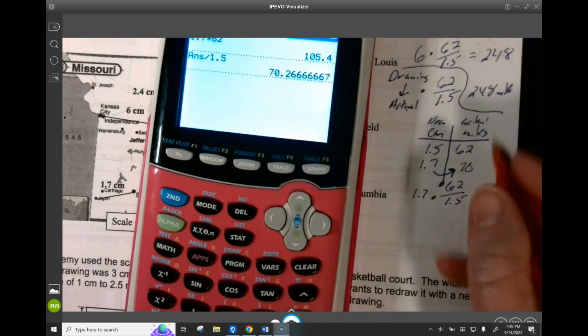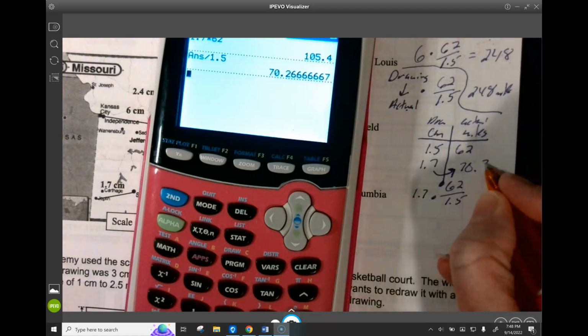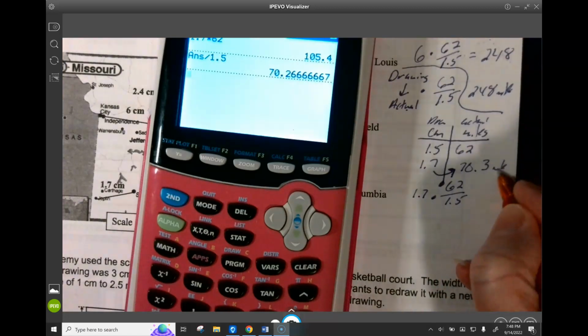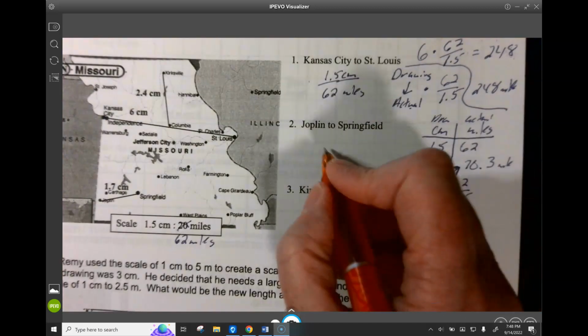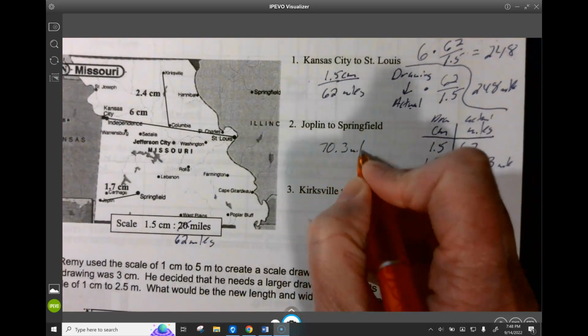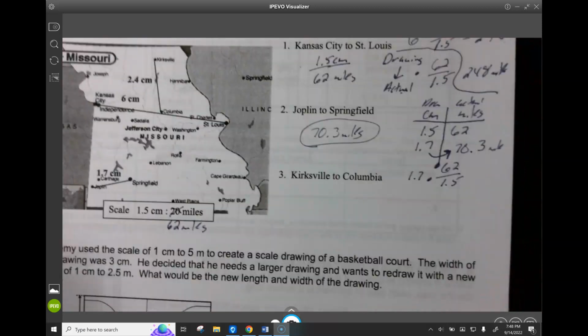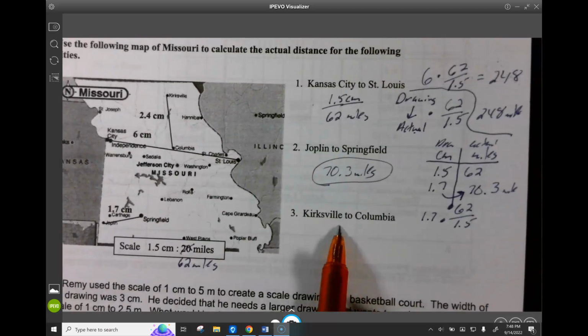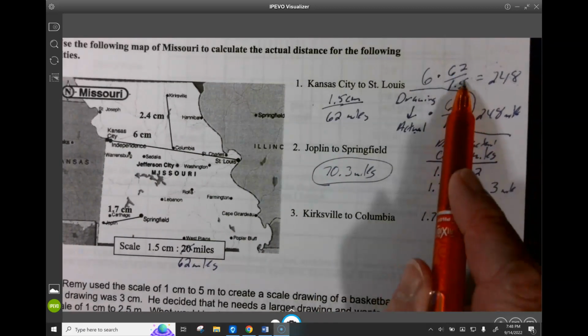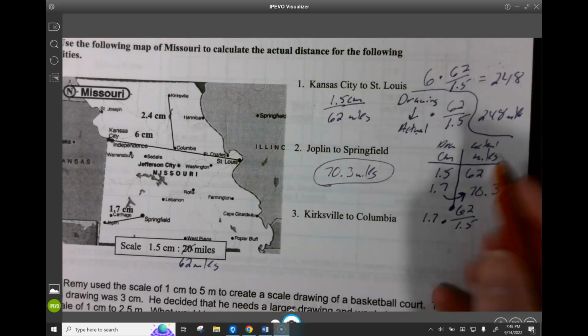Since we're approximating, we're going to say approximately 70.3 miles. Okay, that's the miles. So 70.3 miles. Okay, so what I'd like you to do now is try either using my ratio or plugging it into the table.